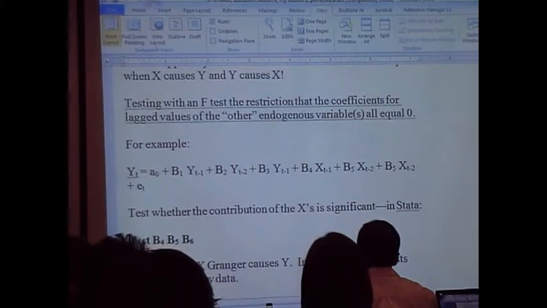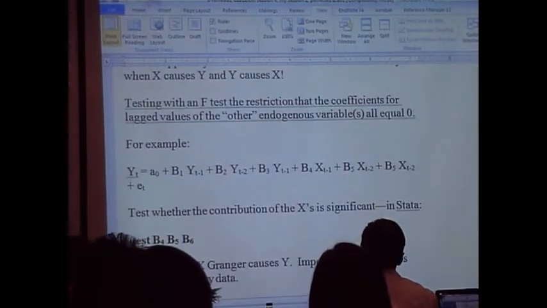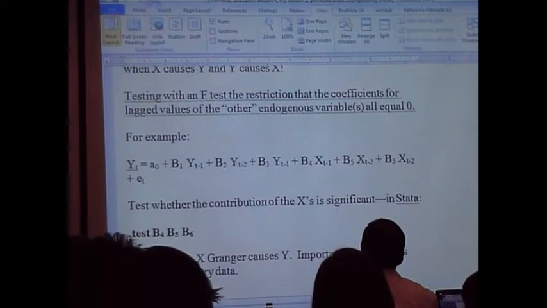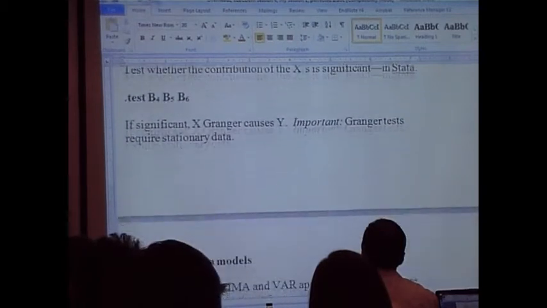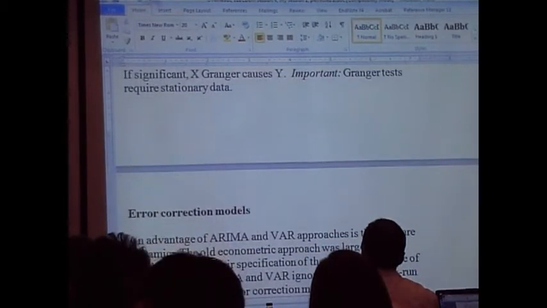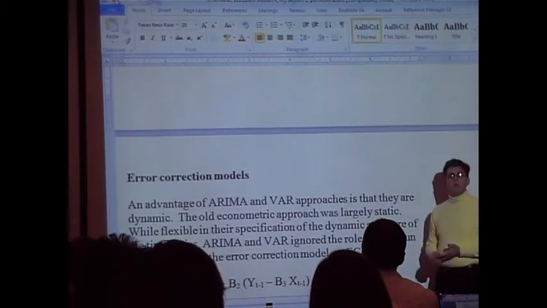Not causality, Granger causality. Okay? Important. I probably should have put this in italics right now. The Granger test requires stationary data. We won't get into why too much. Okay? Save that. Okay, any questions about vector autoregression?